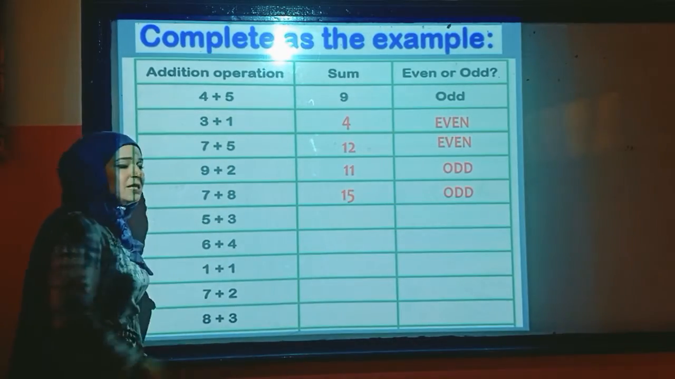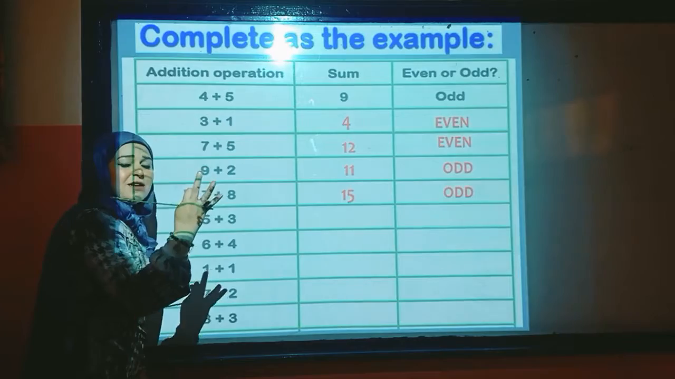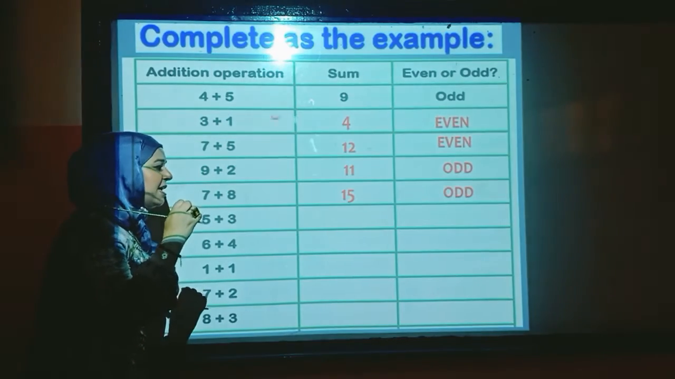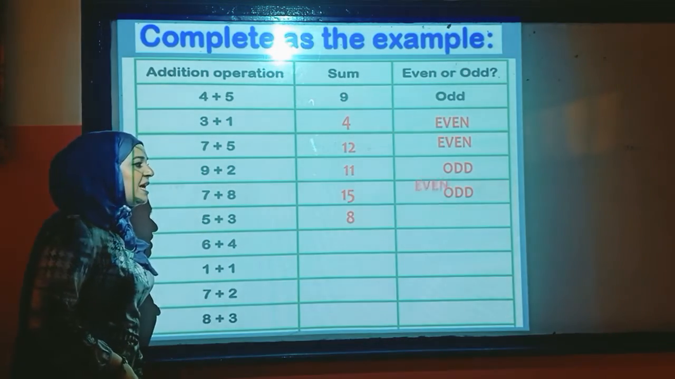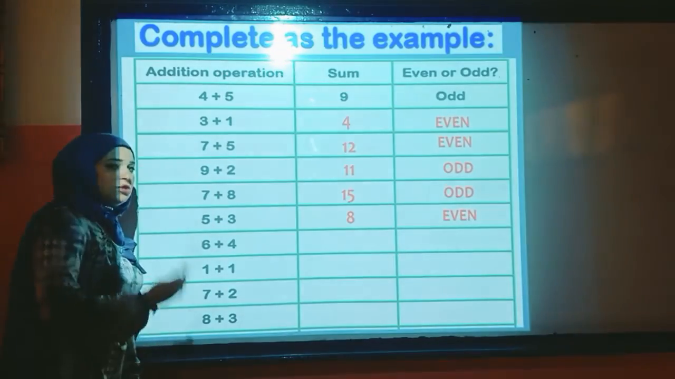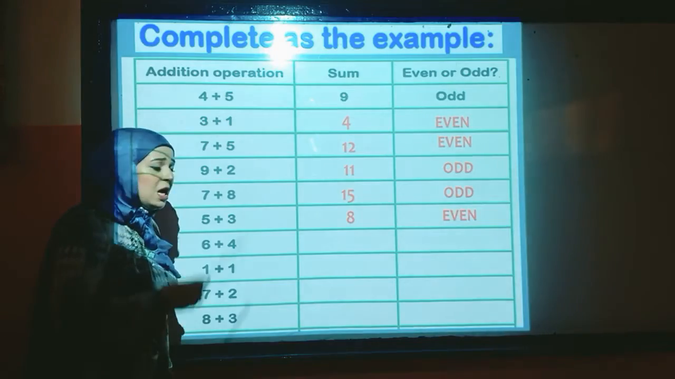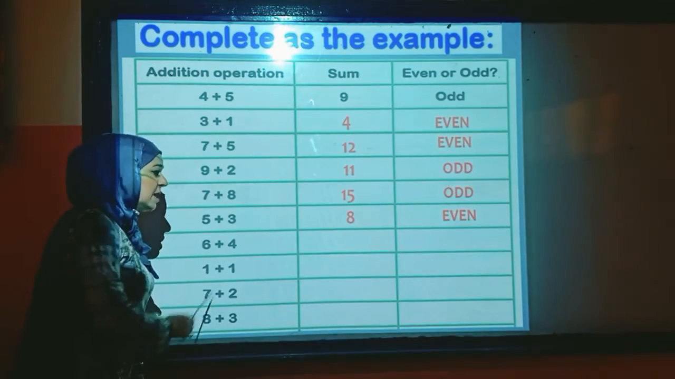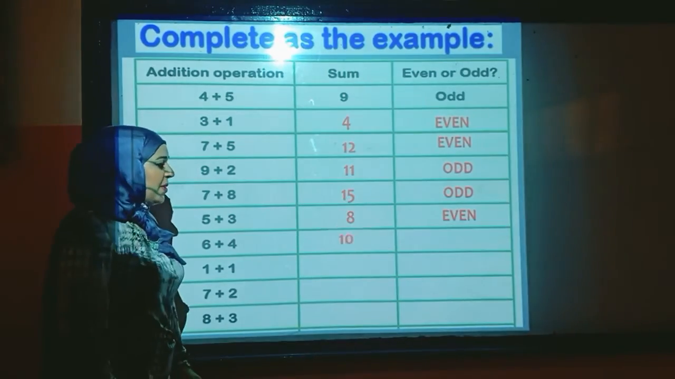Okay, 5 plus number 3. What is after number 5? 6, 7, 8. So number 8 is an even number. 6 plus number 4. Do you remember the complete number 10? Yes, 6 plus number 4 equals number 10.